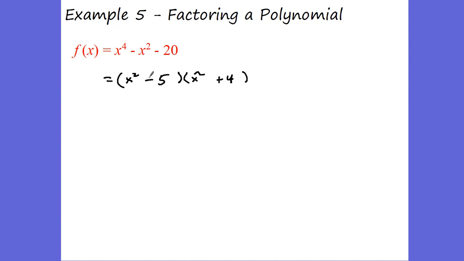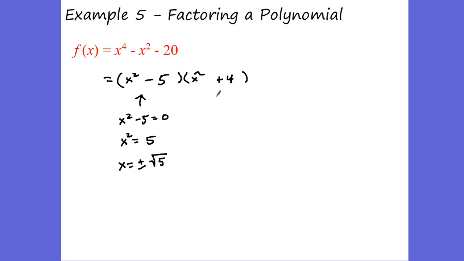And you can see this is just a factoring problem here, isn't it? So we have x squared minus 5, x squared plus 4. And that is what we have right there. Now, if you can see right here, if we set these equal to 0, if we set x squared minus 5 equal to 0, we have x squared is equal to 5. X is equal to plus or minus root 5.